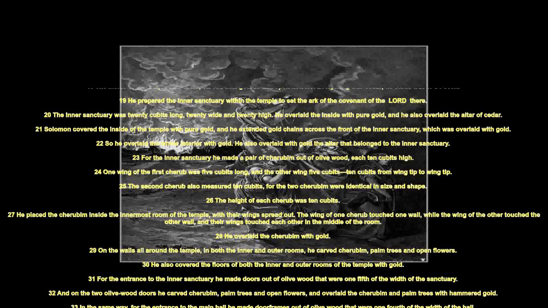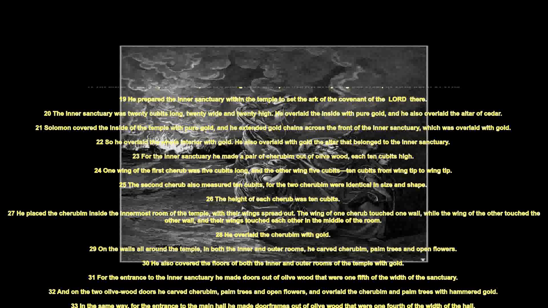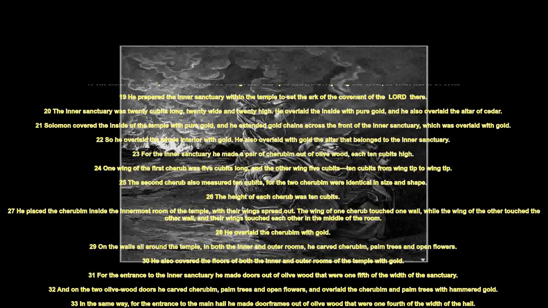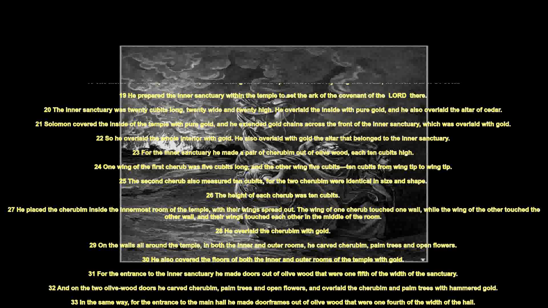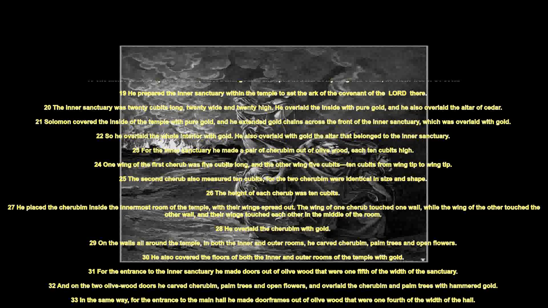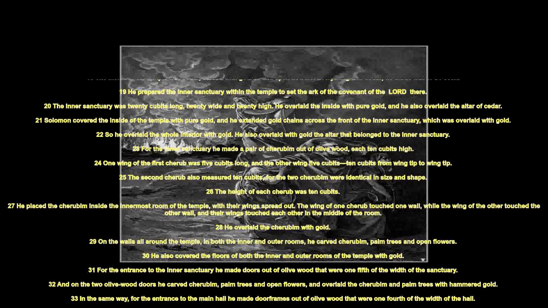Verse 6. The lowest floor was 5 cubits wide, the middle floor 6 cubits and the third floor 7. He made offset ledges around the outside of the temple so that nothing would be inserted into the temple walls.